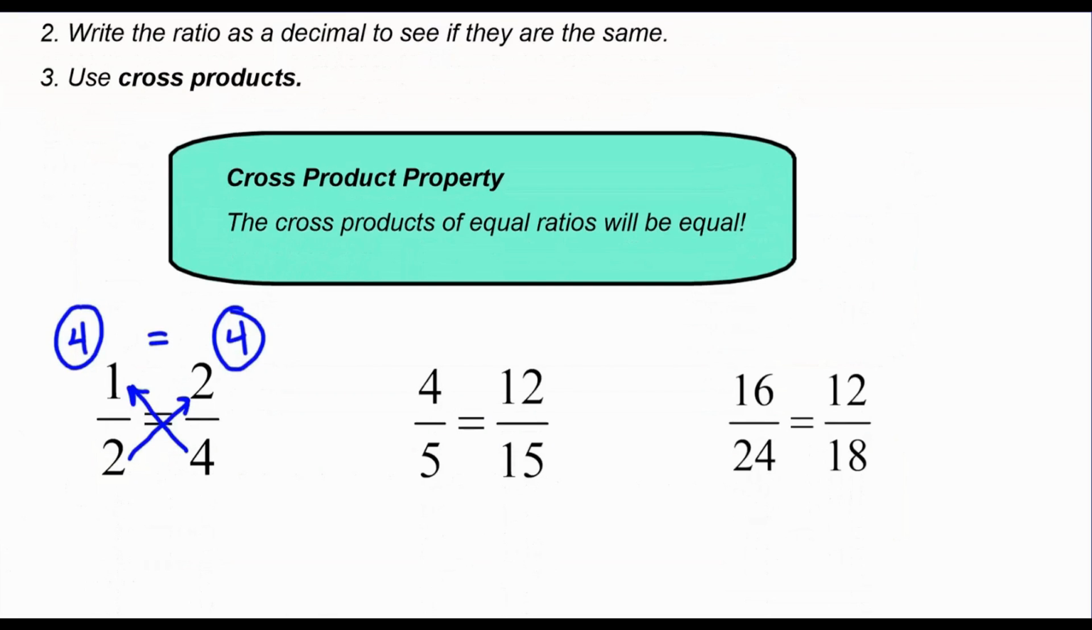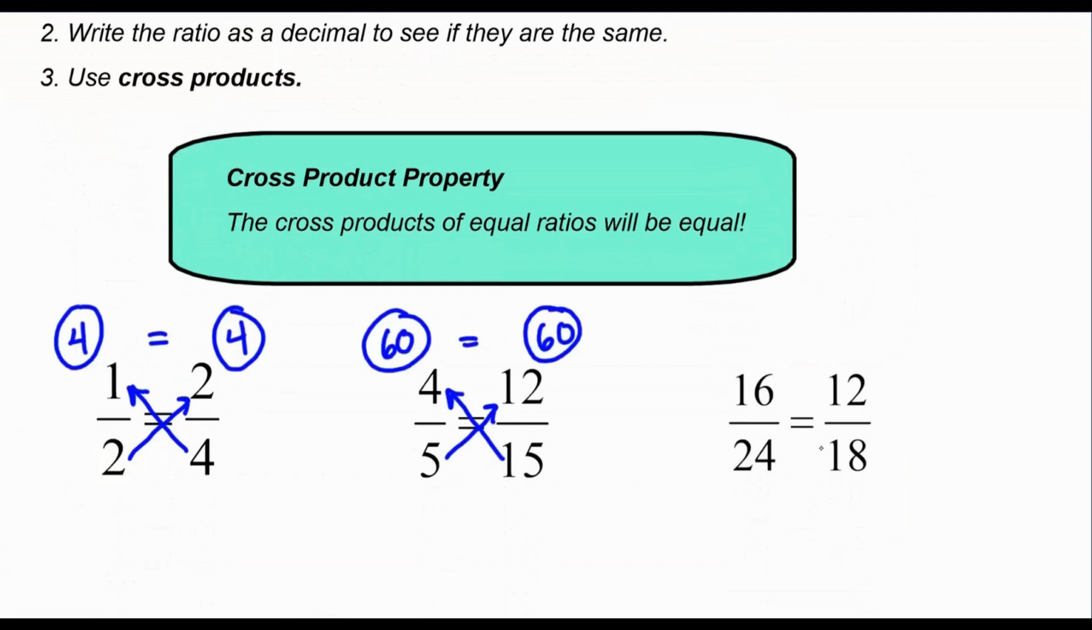So that is always going to be true when we have equal ratios. Those cross products are going to be the same number. So if we look at the next ratios, 4/5 is equal to 12/15. And if we look at those cross products, 15 times 4 is 60. And 5 times 12 is also 60. Those two cross products are equal. That way we know that the ratios are equal if the cross products are equal, because if they're not equal, their cross products won't be the same thing.